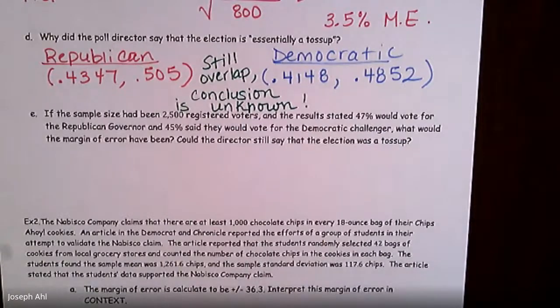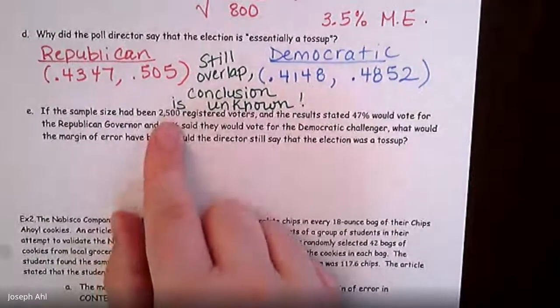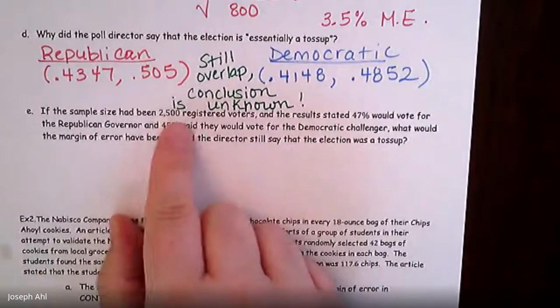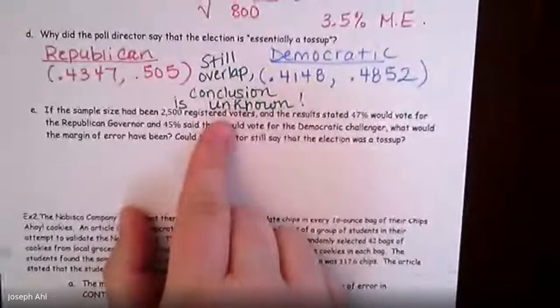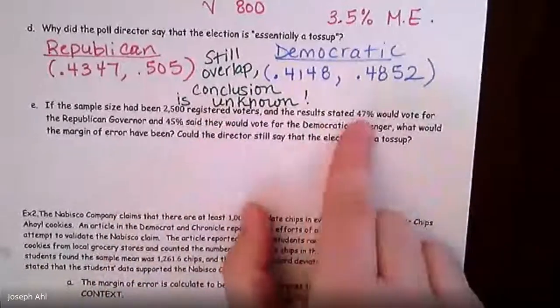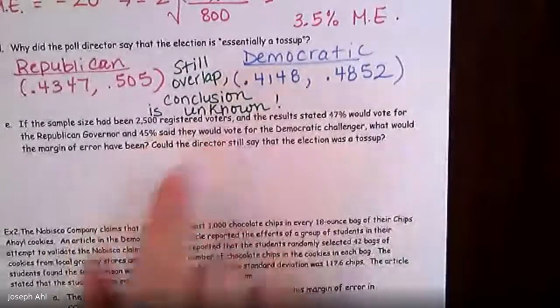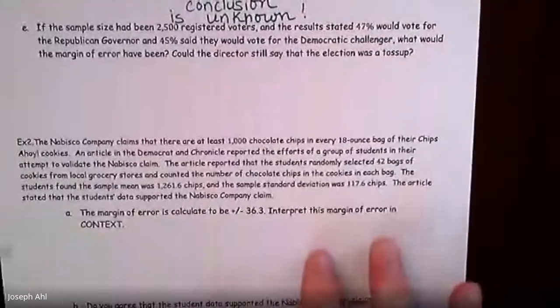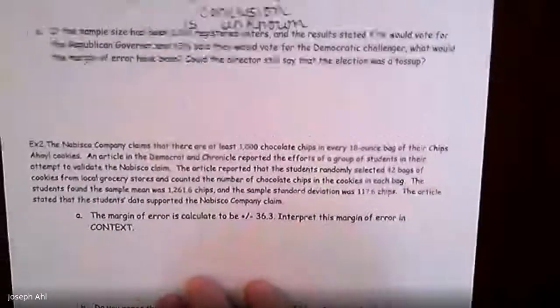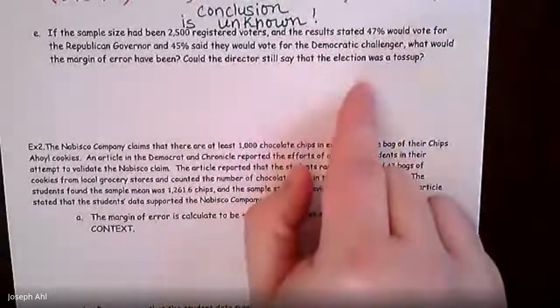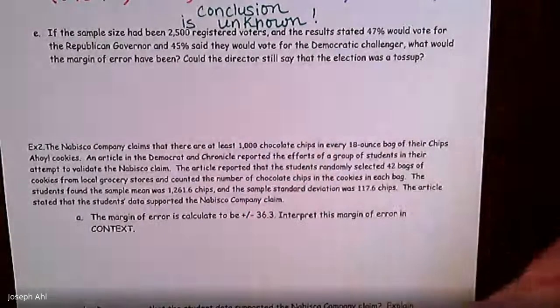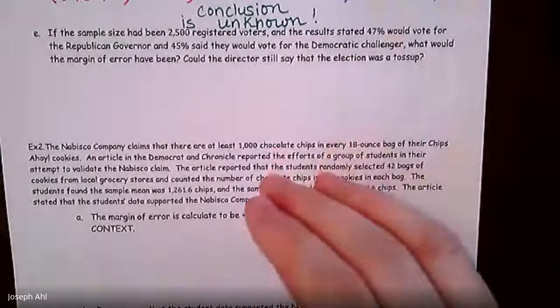So how might we be able to combat something like that? Maybe we would take a look at an increased sample size. So the sample size was 2,500 registered voters. And the results stated that 47% would vote for the governor, that's Republican, 45% for the Democrat. What would the margin of error now be? And could the director still say that the election was a toss-up? I'd encourage you to pause, go ahead and try this.